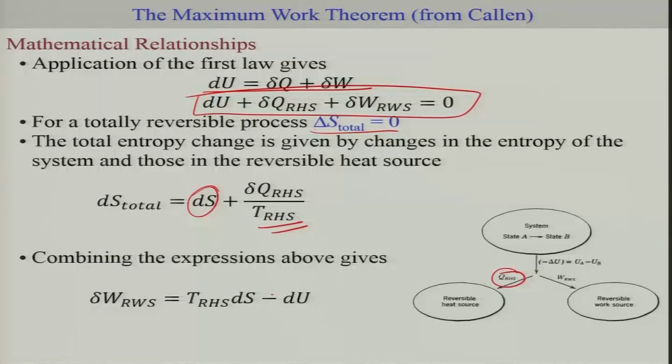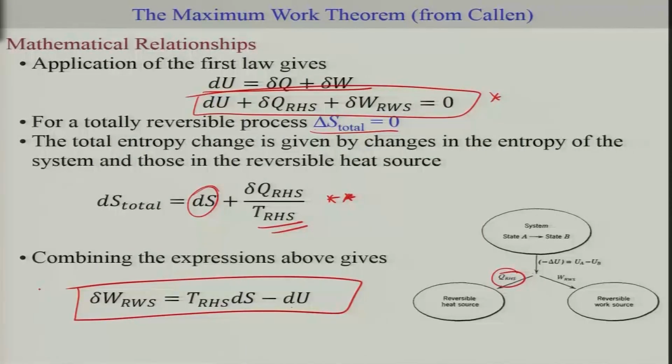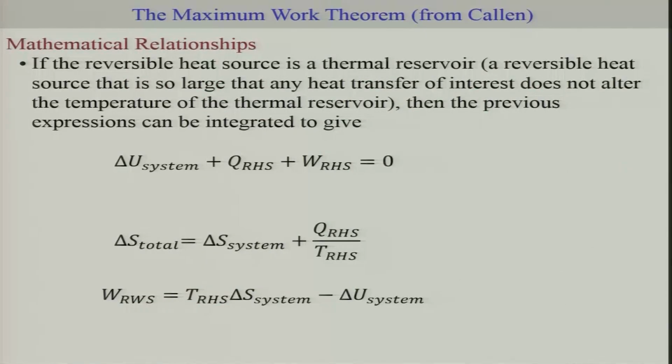So, combining the expression above, we obtain delta W_rs is nothing but T_rs dS minus dU. So, if you combine this expression and this expression, we are going to get this expression. Now, further we can expand this and try to come up with the integral form.